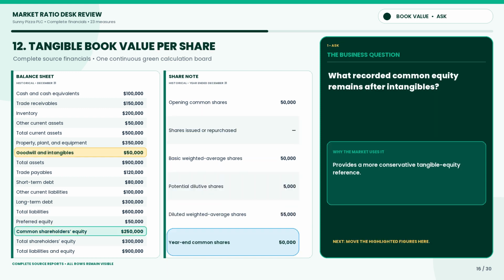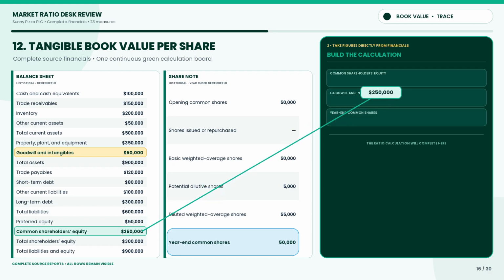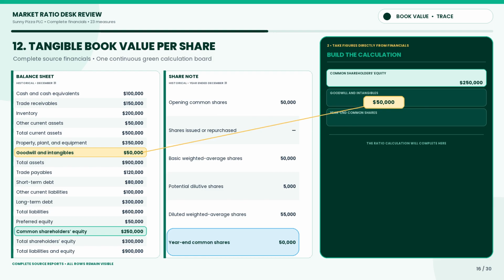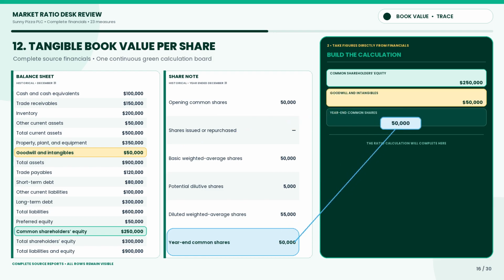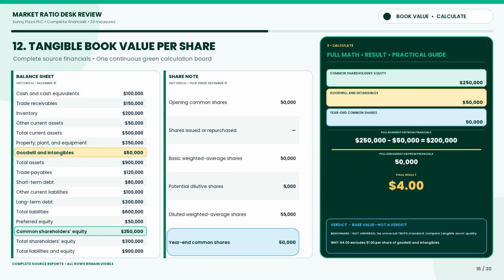What recorded common equity remains after intangibles? Provides a more conservative tangible equity reference. Subtract $50,000 of goodwill and intangibles from common equity of $250,000. Divide the remaining $200,000 by 50,000 shares. Tangible book value per share is $4.